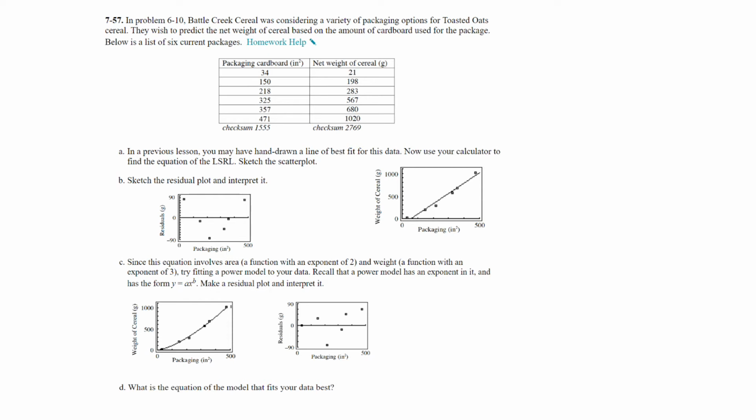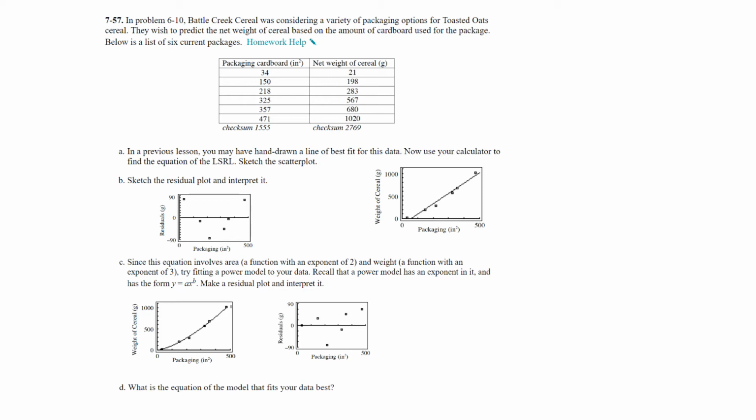Below is a list of 6 cereal packages. Now, you are going to need a graphing calculator, or if you know how to use Desmos, you can use that as well. You have the packaging cardboard in inches squared on the left, which is your independent variable, and the net weight of the cereal in grams on the right.